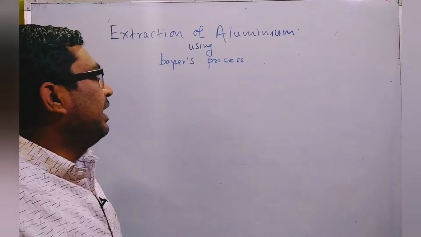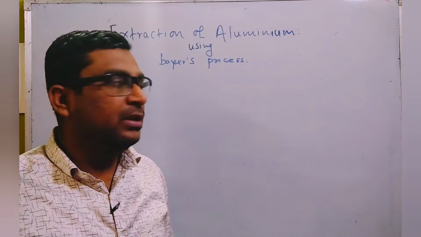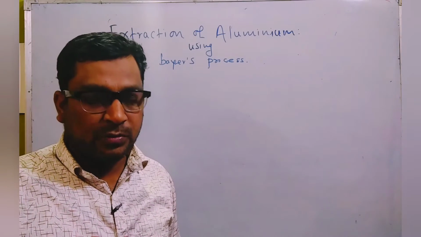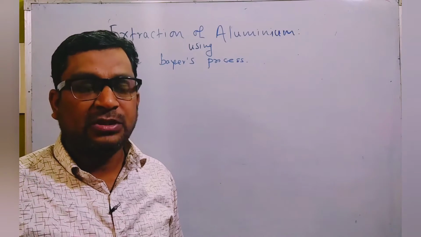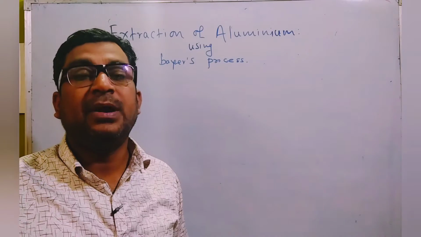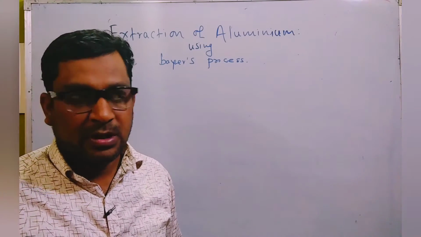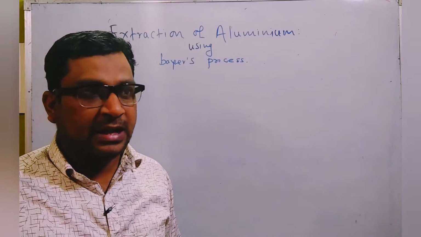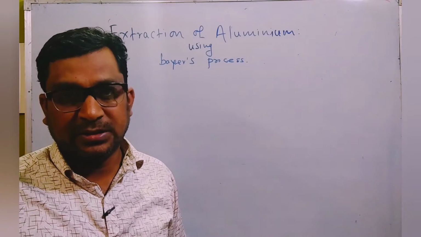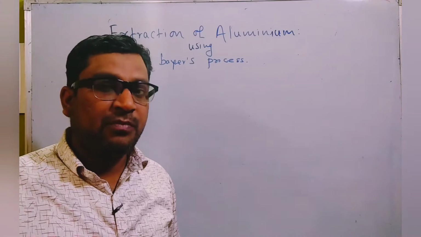Now, what exactly happens in Bayer's process? The first step is to extract the aluminium from the bauxite ore. This is our aim. Along with the bauxite ore there are gangue particles, so first we have to separate the gangue particles from the main ore. For example, in bauxite there are silica, iron oxide, titanium oxide and a number of different gangue particles. To separate these from the ore, different methods are available.